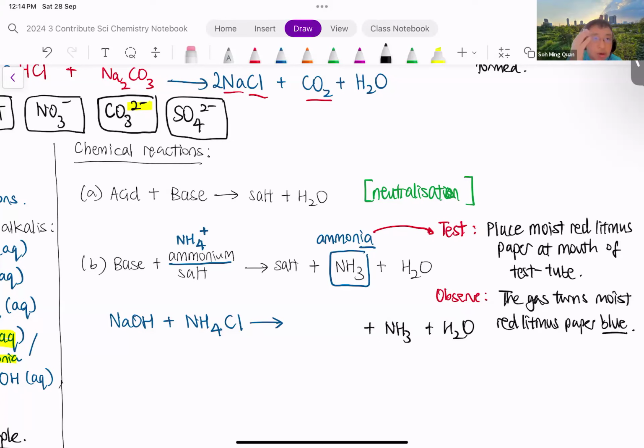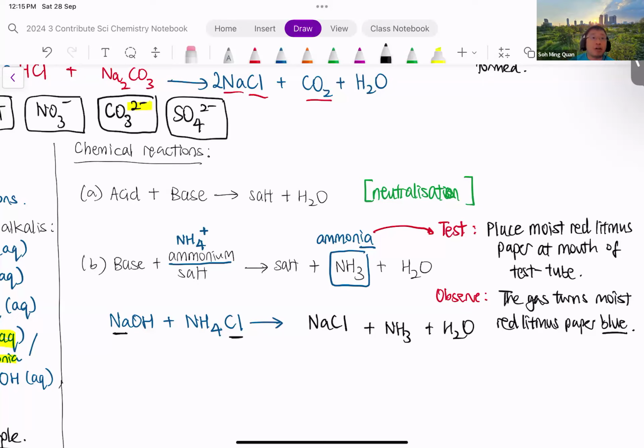So you've got to think, what is left? Sodium is left. I don't see sodium yet on the right. Chloride is left. Therefore, the salt is sodium chloride. So that's how you work out what the salt formed is. A good way is to write the products that you already know must be formed, like ammonia gas and water. So what is left? Sodium chloride.